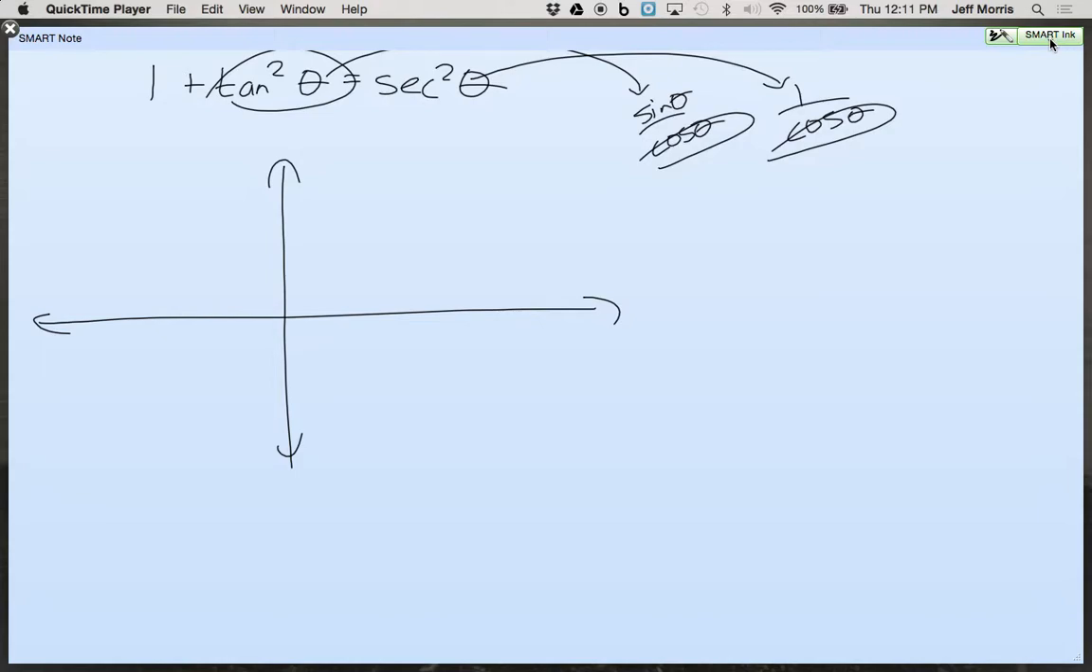Because I'm going to teach you derivative rules in about 5-6 weeks here, and tangent and secant are going to be together. They're going to be joined together at the hip. Okay?